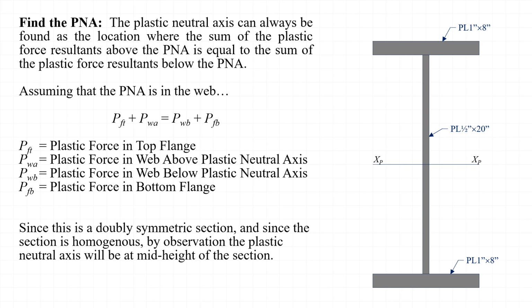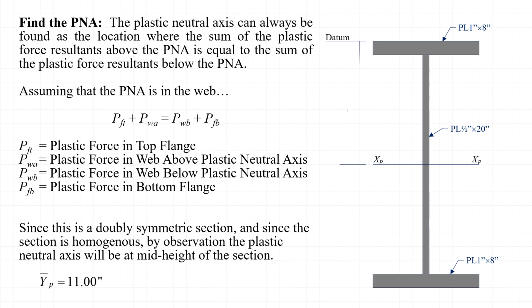However, this case is a bit more straightforward. Since this is a doubly symmetric section, and since the section is homogeneous, meaning that all of the elements of the cross-section are made of material with the same yield strength, we can tell by observation that the plastic neutral axis will be at mid-height of the section.